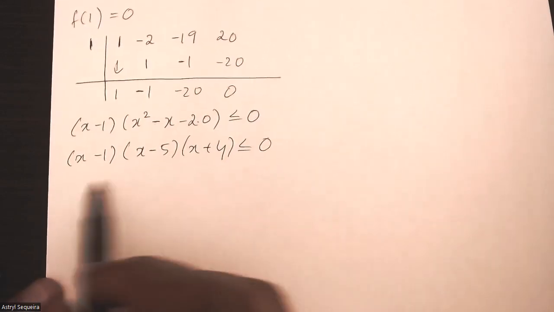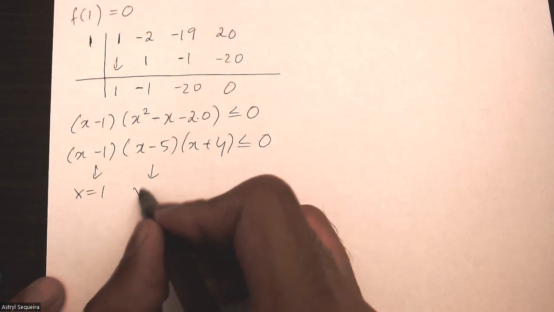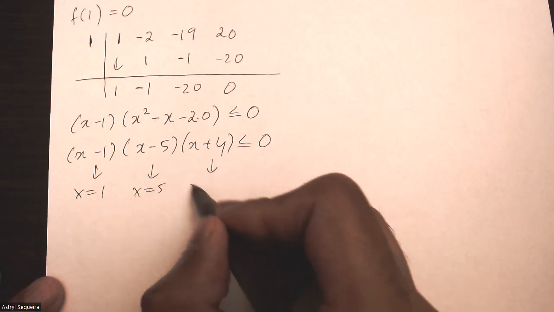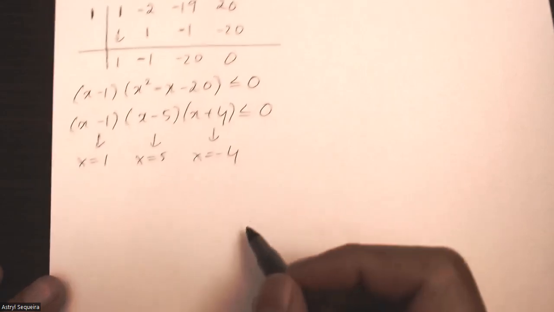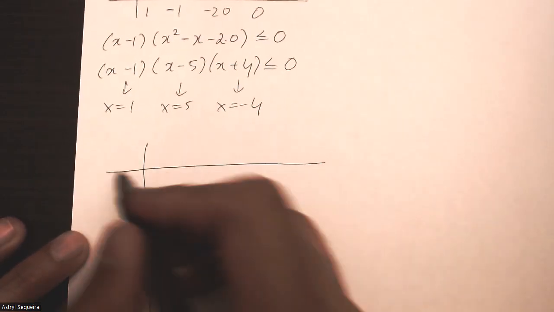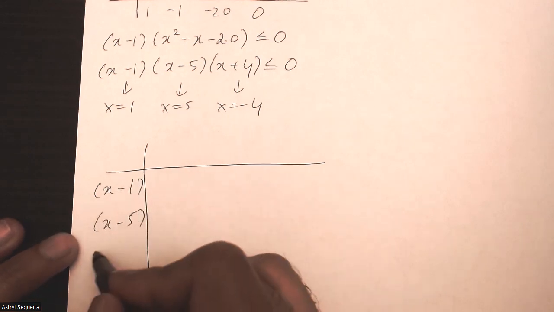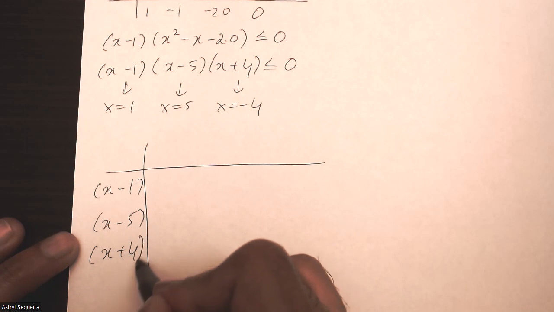So now the steps are just the same. I'm going to state my solutions first. X equals to 1, x equals to 5, x equals to -4. I'm going to make my chart. X minus 1, x minus 5, x plus 4.